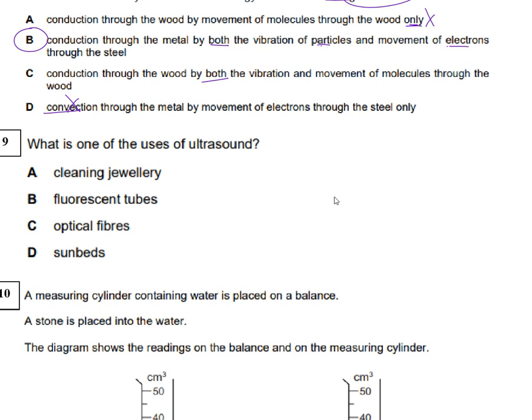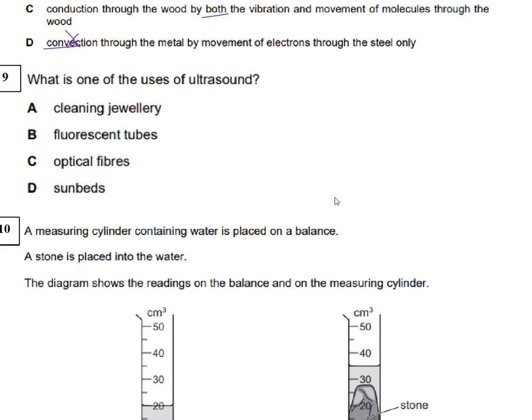Now which one is a good use of sound? Optical uses light, so it can't be this one. A sunbed uses light, so it can't be sound. A fluorescent tube uses light, so it can't be this one. So by default it is A. Alright, sound.